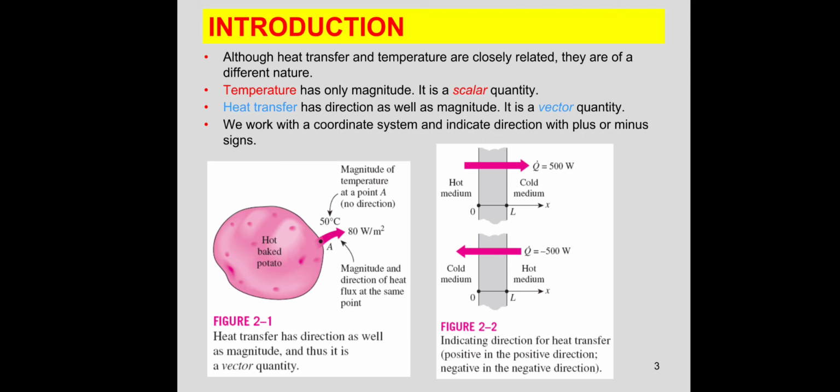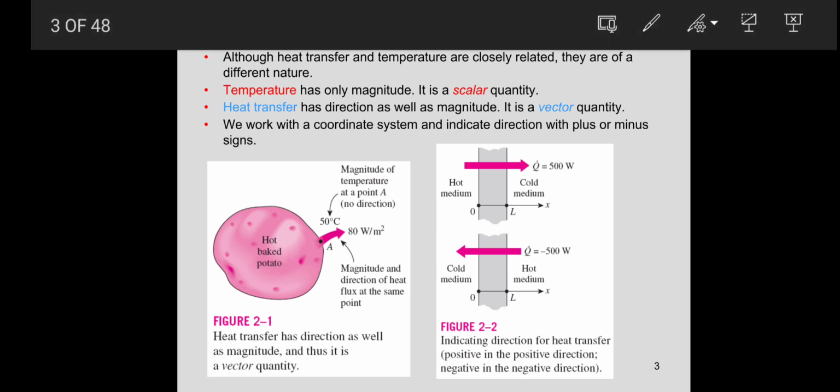It is a vector quantity, because if you see the example here, we have given the example of the hot baked potato. If you see here, the surface temperature we have shown is 50 degrees Celsius. And if you see the central temperature, we know that it is a hot potato. That means its center temperature is much higher than the surface temperature, or we can say it is generally the same.